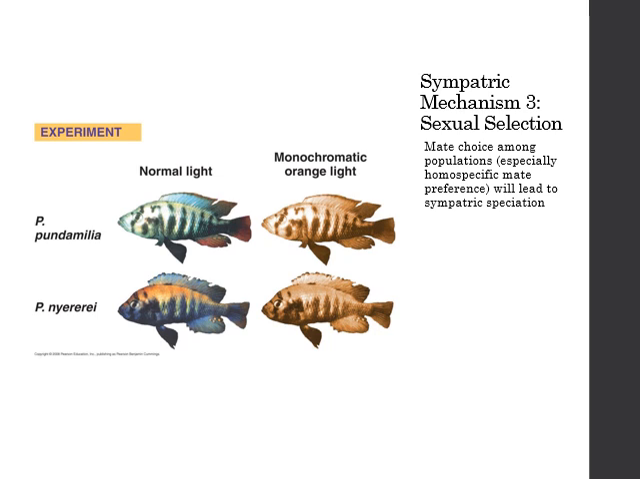If you were to confuse them by putting them under an orange light, suddenly the males look the same. The females can't discriminate then. And it turns out that the females will mate with any of them successfully. Sympatric speciation is happening in this lake simply because the females are choosing the males that they think are a very specific color that they like. So sexual selection leads to weird things, one of which is speciation.